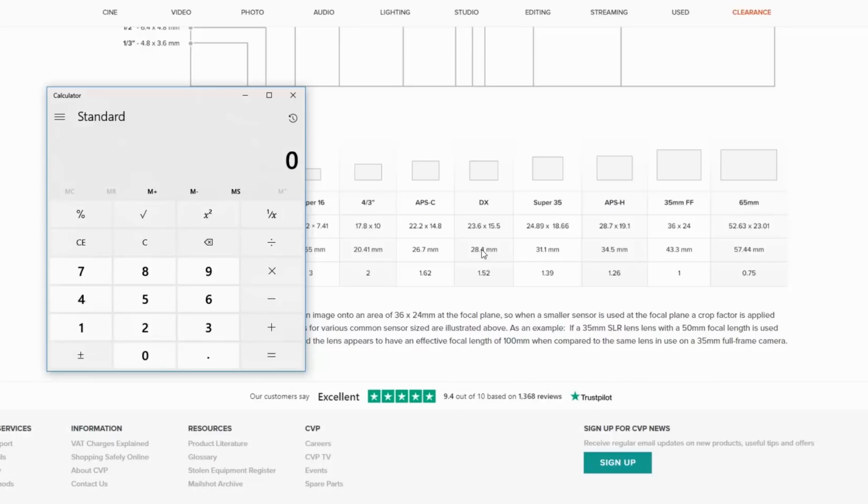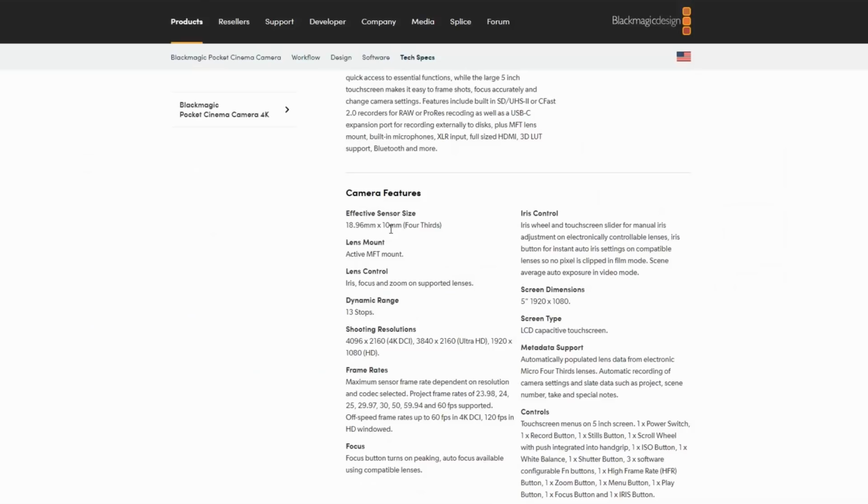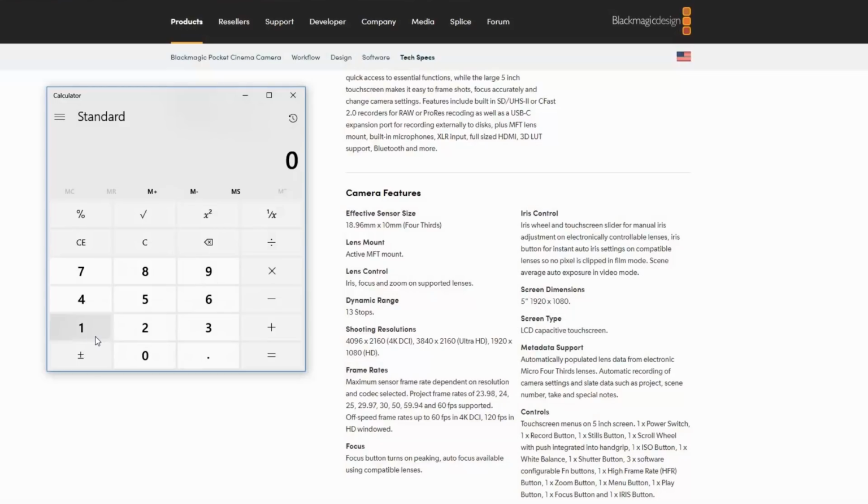So that means we can determine the crop factor of really anything, okay? On the Blackmagic Pocket, it's an 18.96 by 10. So what we're going to do is take 36 and divide it by 18.96, and we end up with about a 1.9 crop factor. So if you've seen this floating around, that's why it exists, okay? It's a 1.9 crop factor. And that's what I'm going to use to determine my relative focal lengths and depth of field.